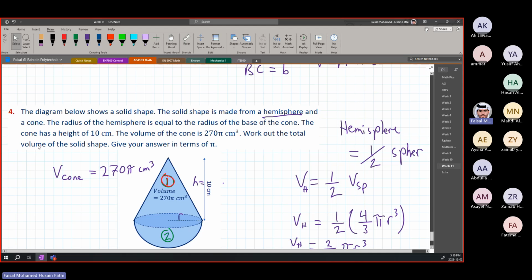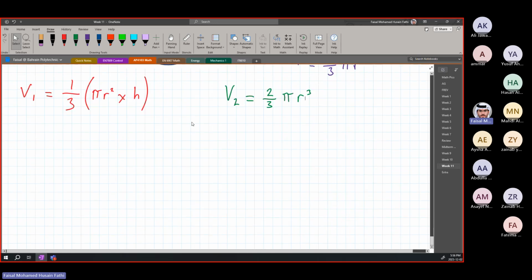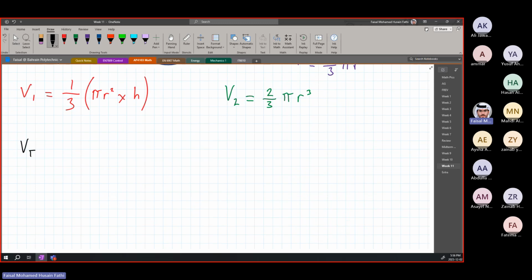We need to work out the total volume of the solid shape and give our answer in terms of pi. Now, how do we do that? First of all, what is the formula for the total volume in this case? V total is just going to be equal to V1 plus V2. And we are already given the volume V1.